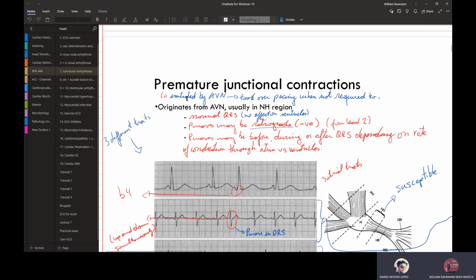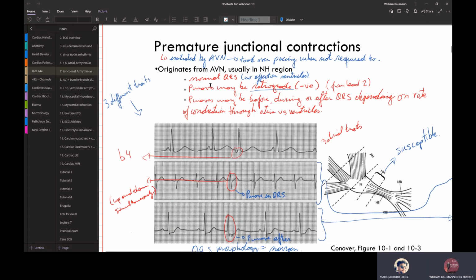It's initiated at the AV node. It takes over the pacing when it's not required to. So in other words, the SA node is working. And the P wave itself may be retrograde, as we saw in the first example. That is a characteristic of premature junctional contraction, when you have an inverted P wave. Now here's the problem. The P wave may show before, as it's showing here. It can show as a negative, it can be retrograde, it can be during, as we see in the second example.